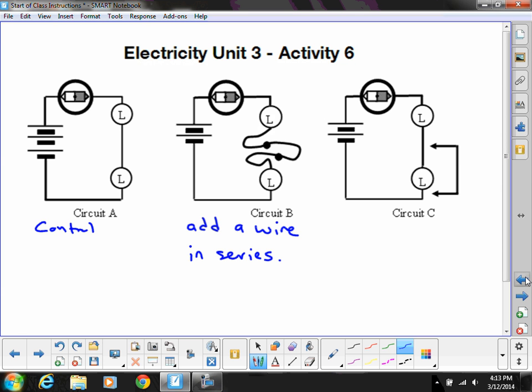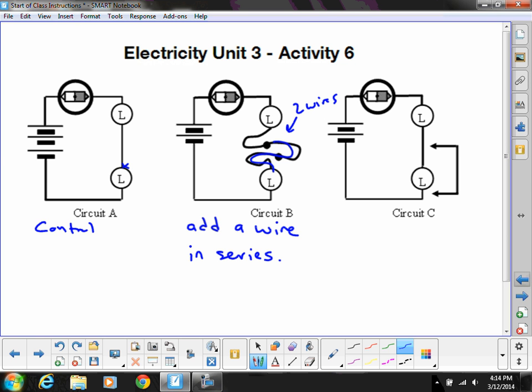When you're hooking up circuit B in the activity, you're going to be disconnecting one of the wires. So let's say on your control circuit, you disconnect the end of the wire that's connecting the two bulbs together, and then you're going to be adding in this circuit another wire and completing it. So in between these two bulbs, you should have two wires connected end to end, hooking the bulbs together.